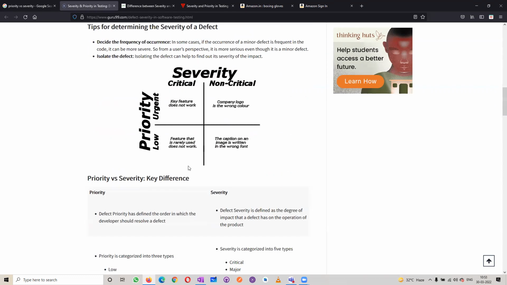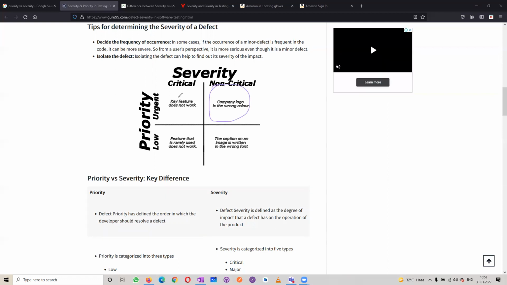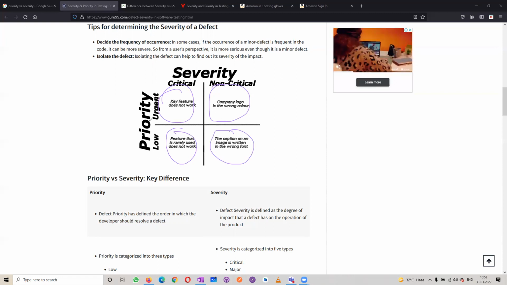And the most important, interesting conversation is this one. So this is a quadrant. In maths, we have the x-axis and y-axis, and these are called quadrants, right? Now, if you see here, priority is on this axis and severity is on this axis, the x-axis and then the y-axis.